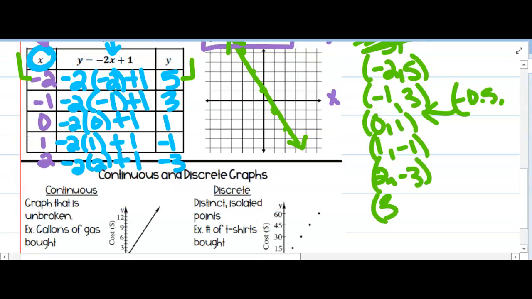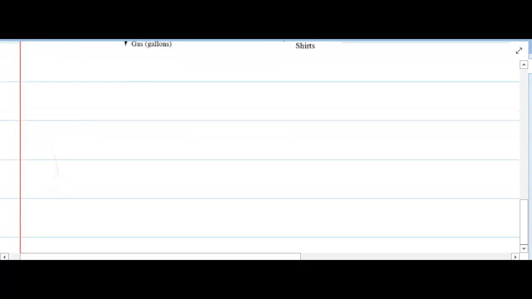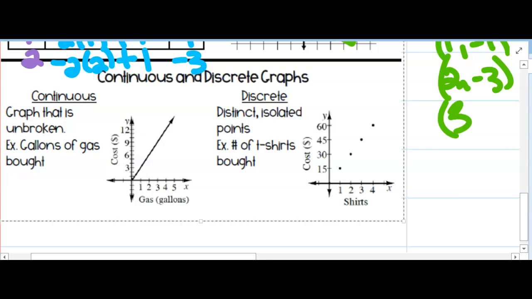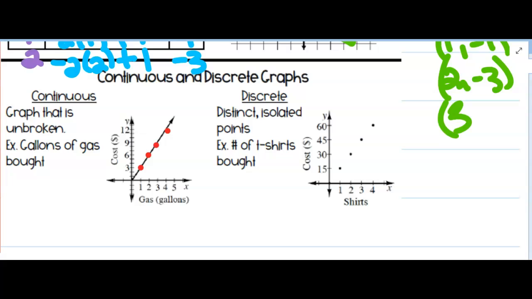So since I have connected this graph down here, it means that I could buy any amount of gas that is shown on this graph, meaning I don't have to buy just 1 gallon of gas or 2 gallons of gas or 3 gallons of gas. If I needed to, I could buy 4.5 gallons of gas, or I could buy 5.25 gallons of gas. You don't have to buy exact integer amounts of gallons of gas.